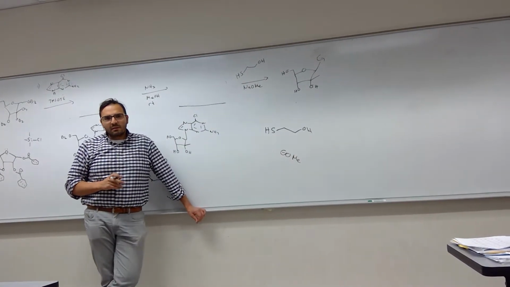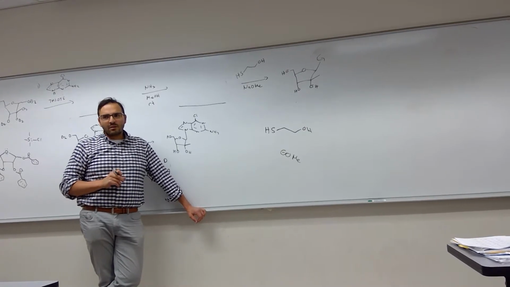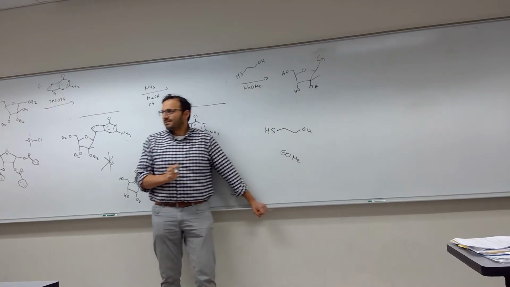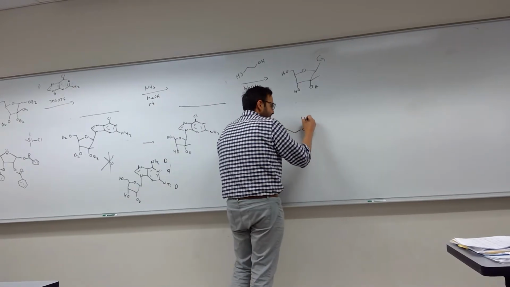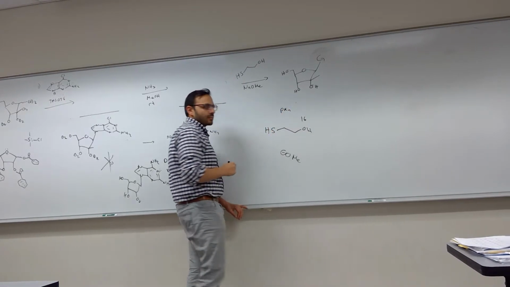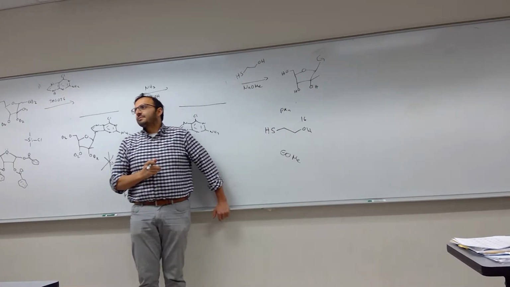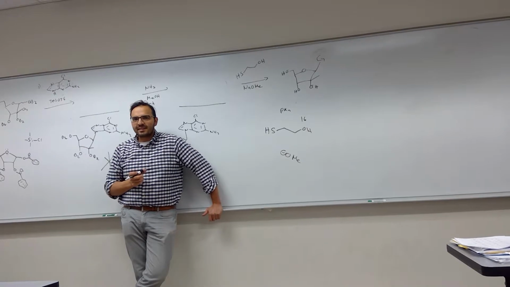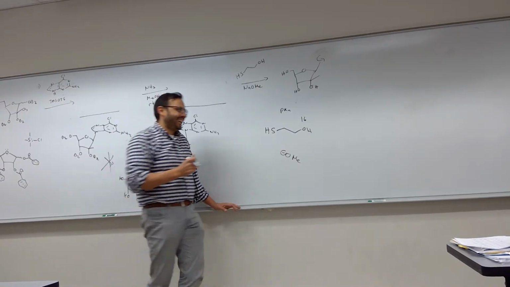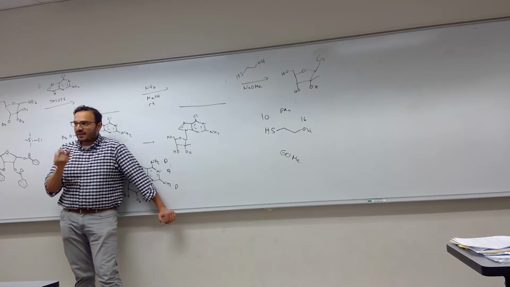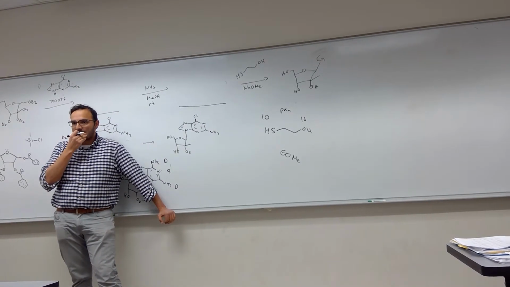so which one is more acidic? What are the pKas? What's the pKa of an alcohol? 16. And the pKa of a thiol? Lower. Lower than 16? What is it? Say 12, or like 10. That's significantly more acidic.